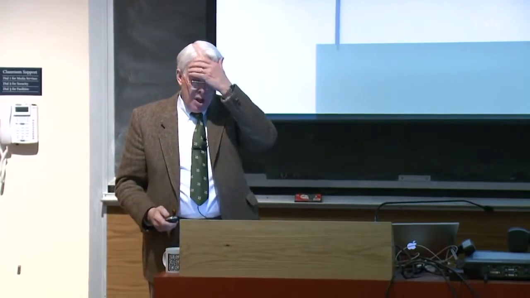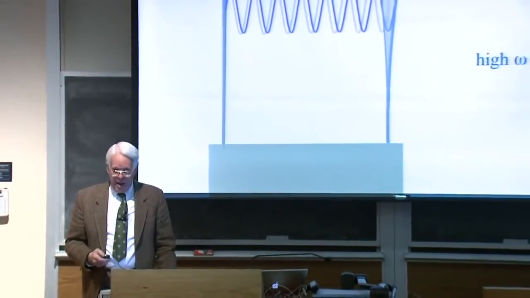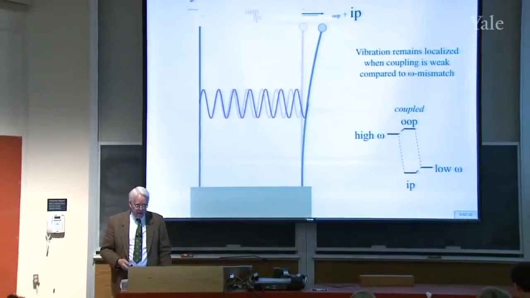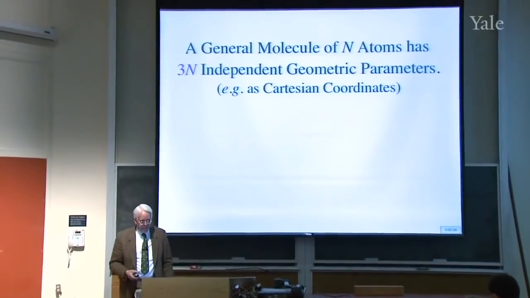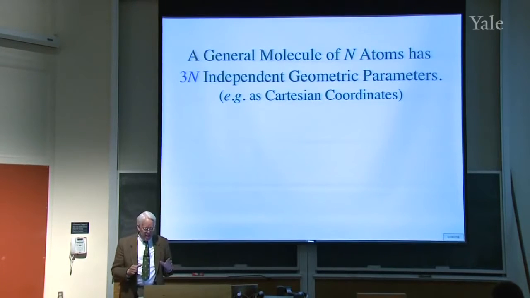Okay, now, so the vibration remains localized when the coupling is weak compared to the energy mismatch. Okay, these illustrate that. So if you have a general molecule that has n atoms in it, there are 3n independent geometric parameters, x, y, and z for all the n atoms.